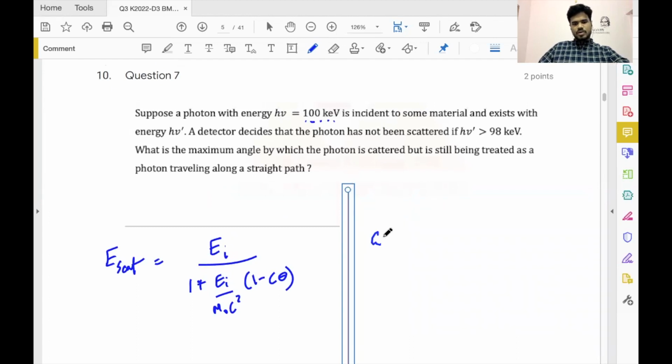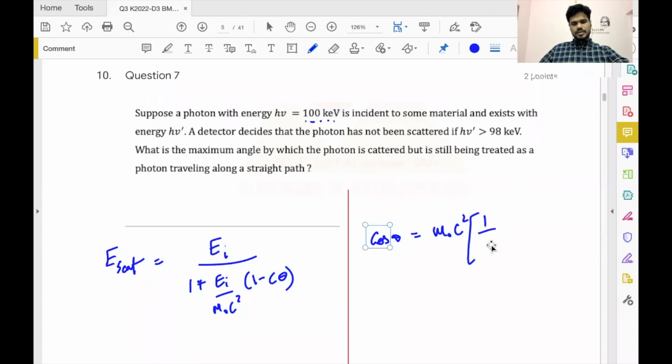So we have cos theta is m naught c squared into 1 by E naught, that is, in this case it's E i, minus 1 by E s, plus 1. So this is the relation between the constant, scattered angle, incident energy, and scattered energy. Starting with Nandini, try to use this relation and find theta. Others try to use the first relation and find theta. Let's see who gets the answer first.